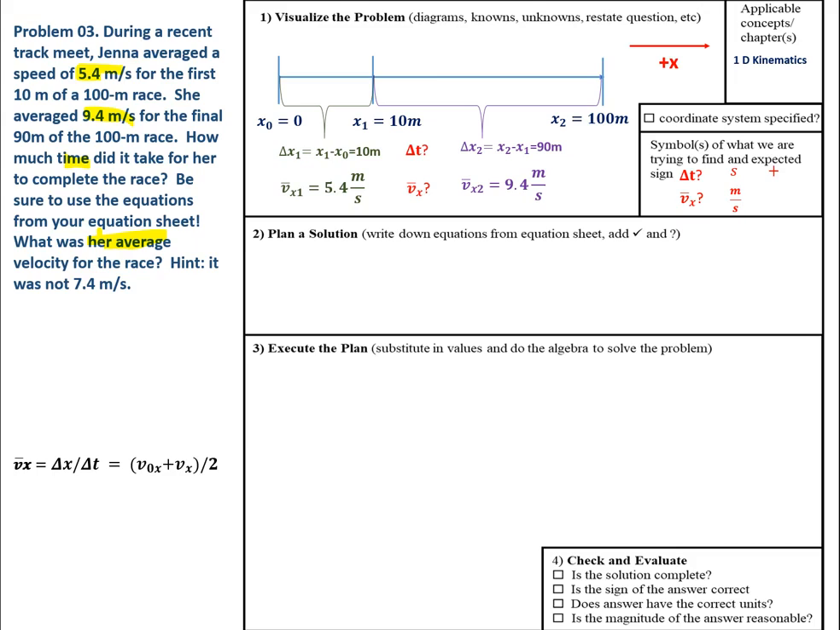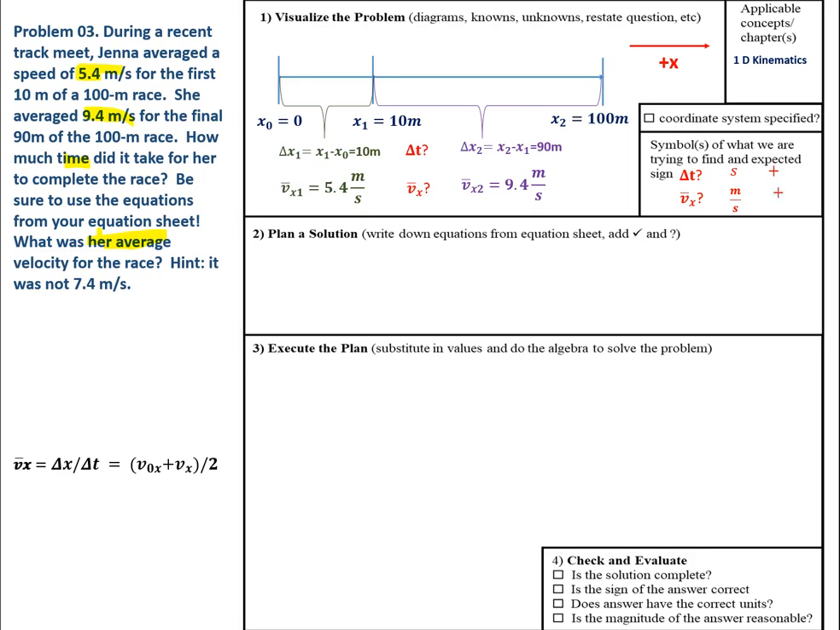And okay, let's talk about the sign. The average velocity of a particle moving in one dimension can be positive or negative depending on the displacement. Jenna is moving to the right, so she has a positive displacement. For that reason, I expect a positive number for average velocity.